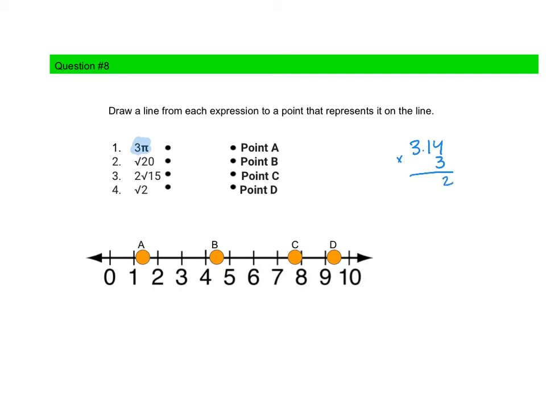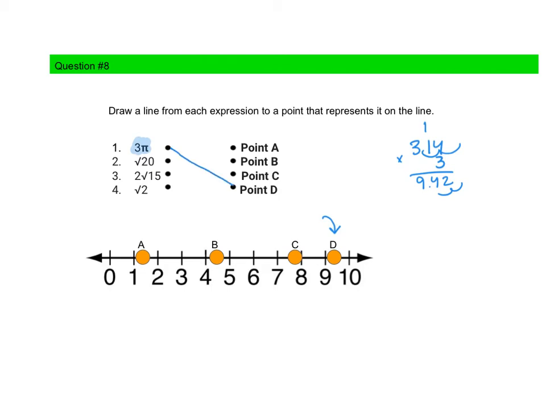4 times 3 is 12. 3 times 1 is 3, plus 1 is 4. 3 times 3 is 9, and I am 2 decimal spaces in, so it's 9.42. So it actually looks like there's only 1 point that's after the 9. So this is going to be my point D.